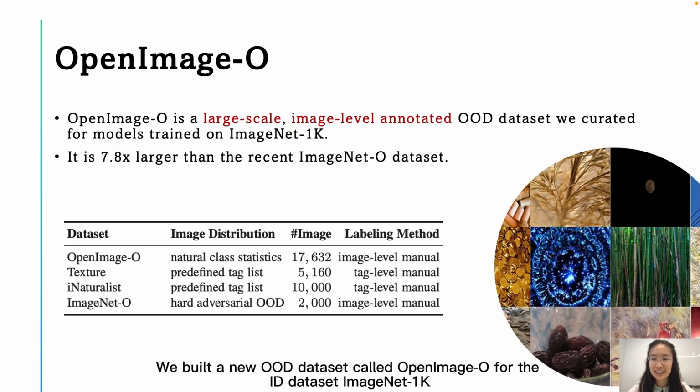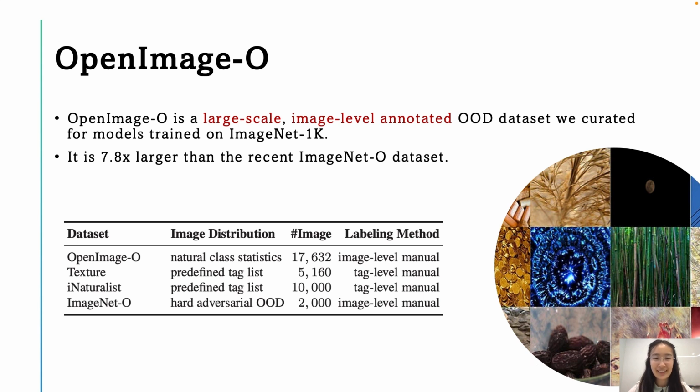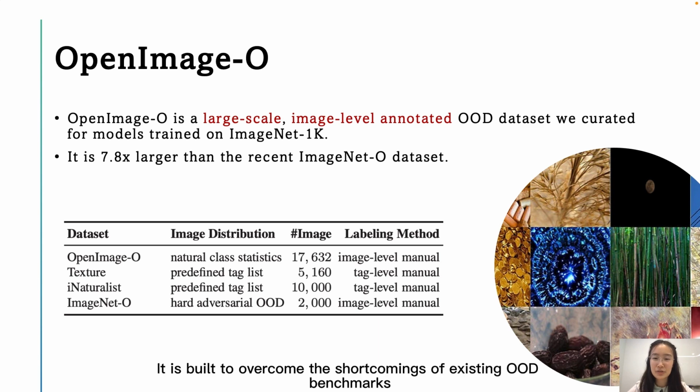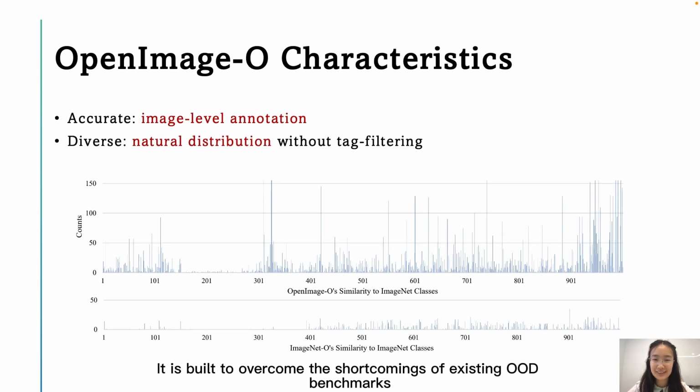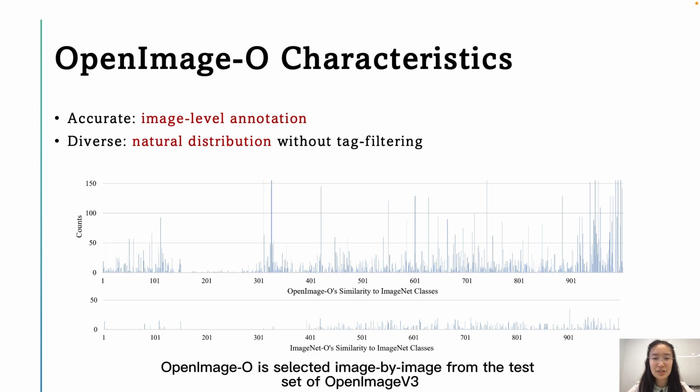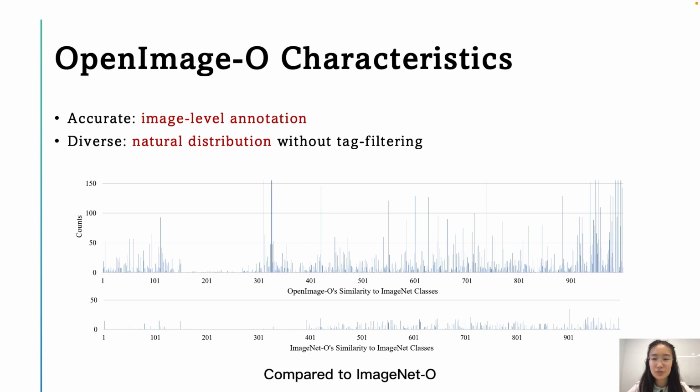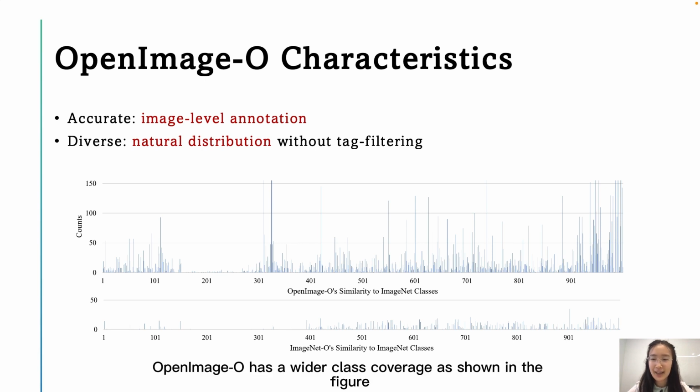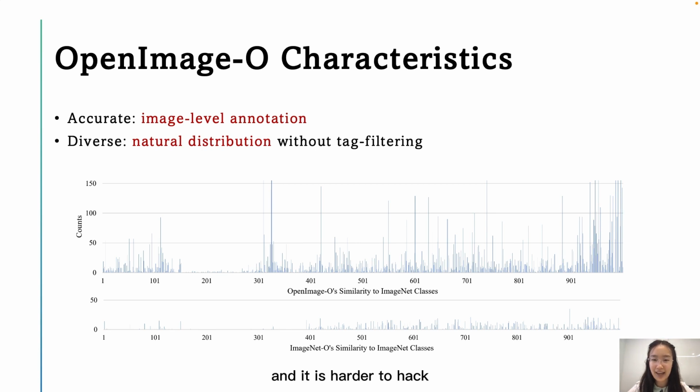We built a new OOD dataset called OpenImage-O for the ID dataset ImageNet-1K. It is manually annotated, comes with a naturally diverse distribution, and has a large scale with more than 17,000 images. It is built to overcome the shortcomings of the existing OOD benchmarks. OpenImage-O is selected image by image from the test set of OpenImage v3. Compared to ImageNet-O, OpenImage-O has a wider class coverage as shown in the figure, and is harder to hack.